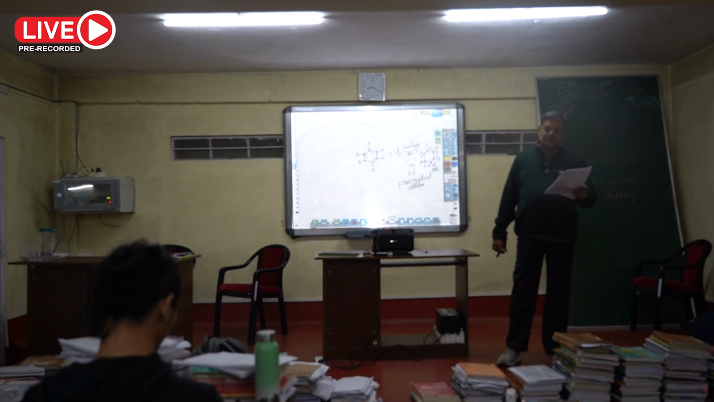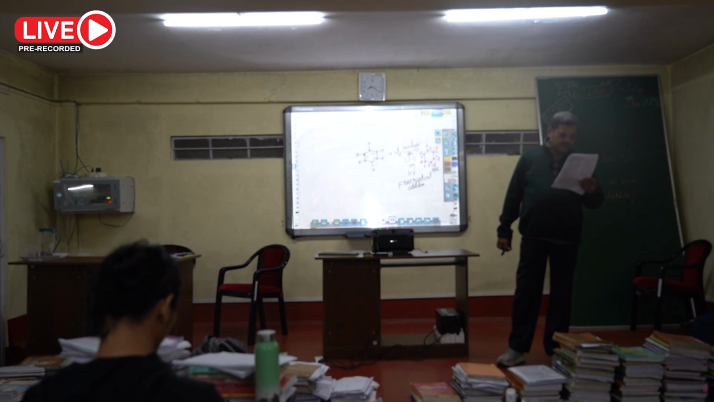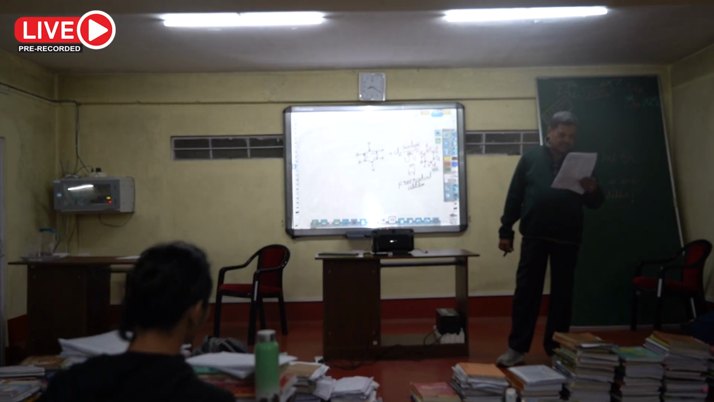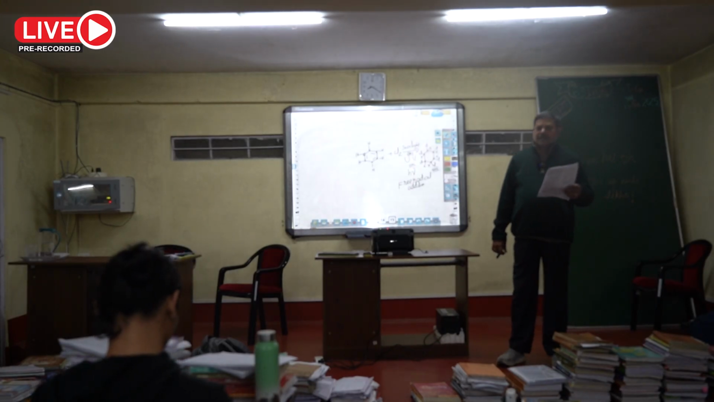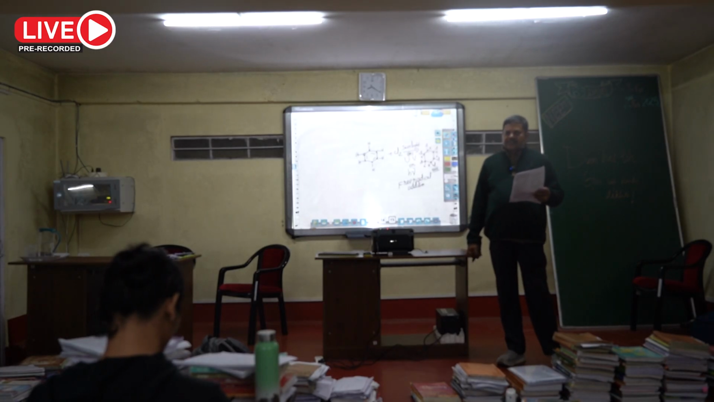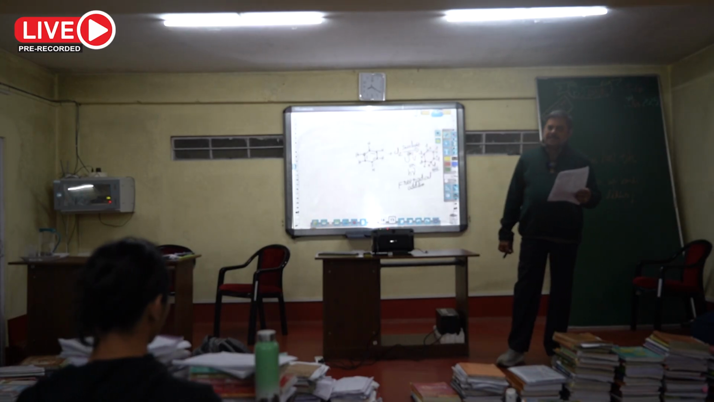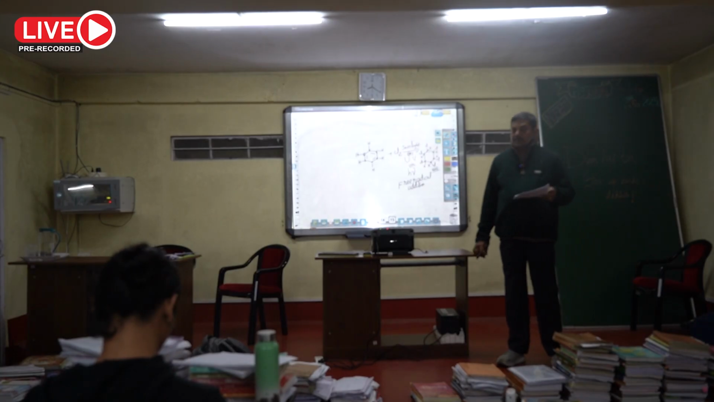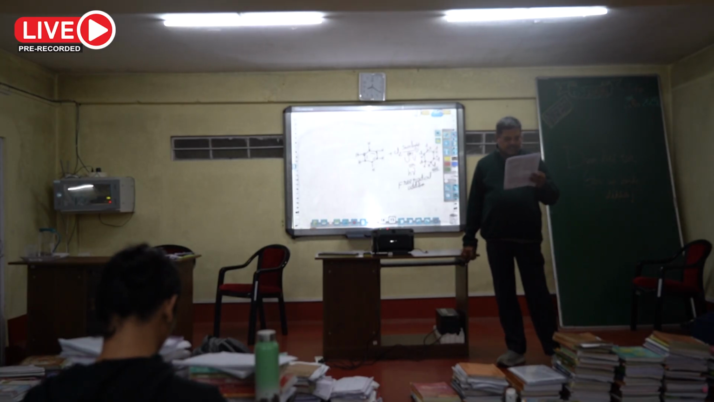Now the fourth option is benzyl alcohol with HCl and heat, forming benzyl chloride. OH minus is replaced by Cl minus. That's why it is called a nucleophilic substitution.